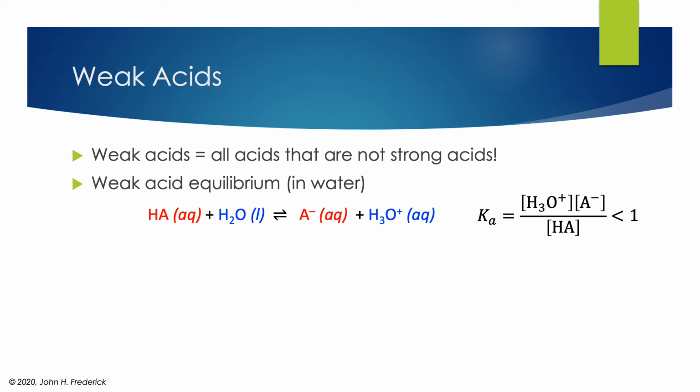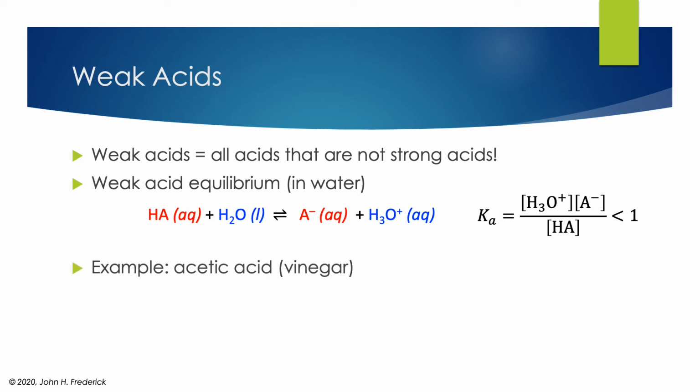So it would be defined based on what we know about equilibrium constants as the concentration of hydronium ion times the concentration of the anion, the conjugate base, divided by the concentration of the undissociated weak acid. Now remember, this is less than 1, so this does not readily dissociate, so there will always be some of the undissociated weak acid in solution along with the hydronium ions and the conjugate base ions.